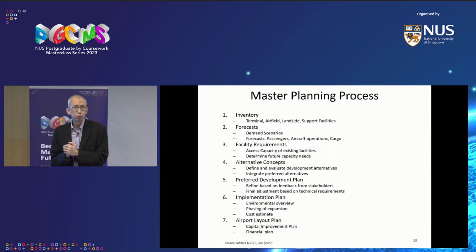You have to probably go through an environmental review as well. And then you need to come up with an implementation plan on how you phase it, and what the cost estimates for it are, so that you can figure out where you're going to get funding from. Is the government going to provide funding, or do you need to apply for a grant? Do you want to use a public-private partnership, because maybe your country or your city doesn't have enough money to fund the airport? And then finally, you have to come up with an airport layout plan. And of course, the financial plan will be part of that.